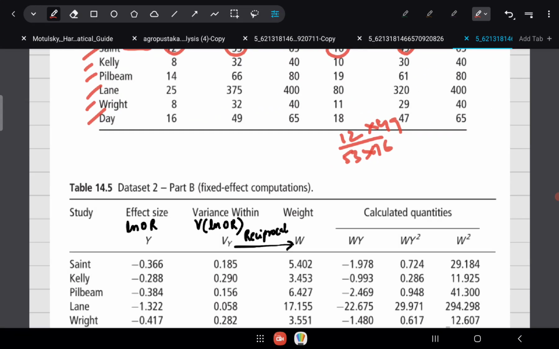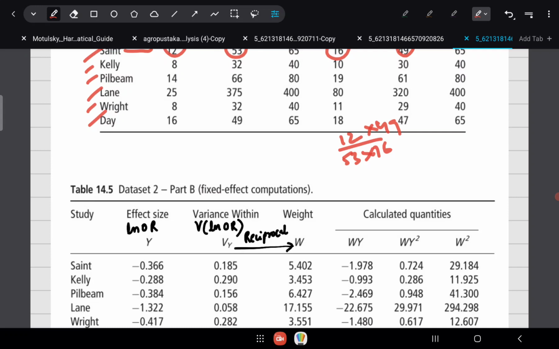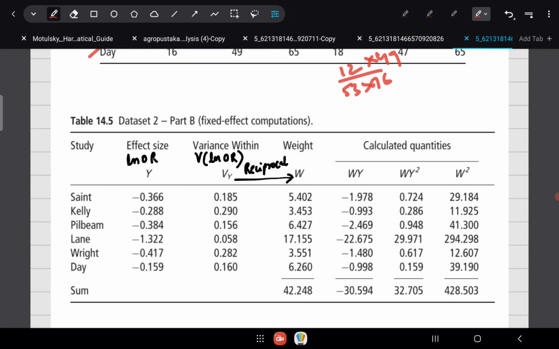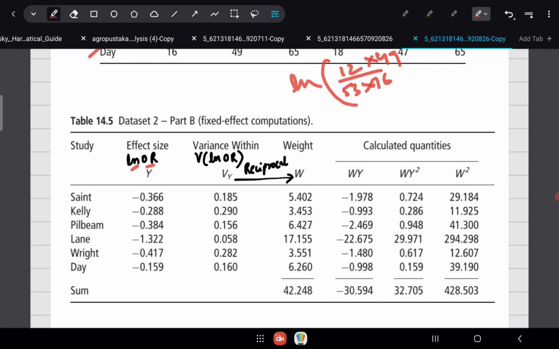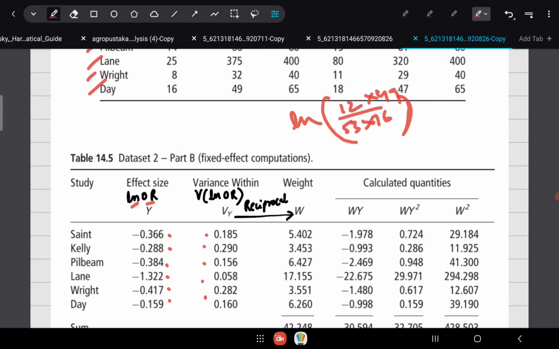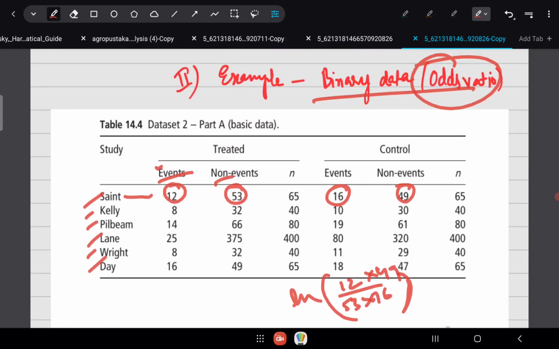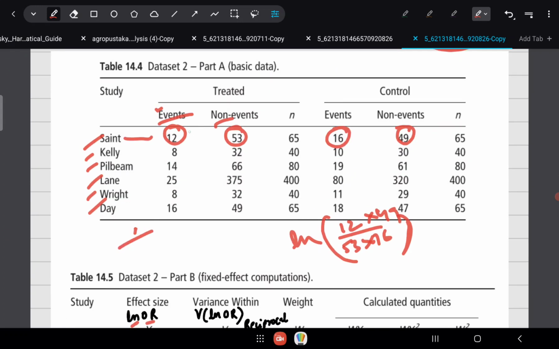But remember, as I've told you before, whenever we have any ratio, we have to do all the calculations in the logarithmic form. So in this table, you will not see the odds ratio; rather, you will see the natural logarithm of the odds ratio. I will take the natural logarithm of this odds ratio and write that in this table. So you have all the natural logarithms of the odds ratio written here. Then you will also calculate the variance of the natural logarithm of the odds ratio, and the formula for this variance is 1 by 12 events plus 1 by 53 plus 1 by 16 plus 1 by 49.